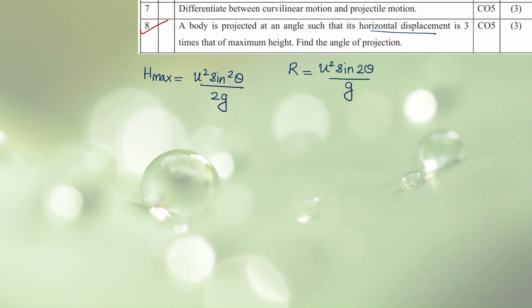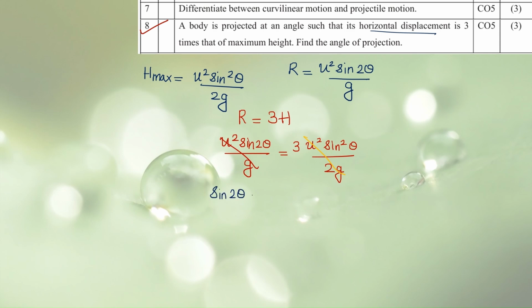Here in the question they have given that horizontal displacement is 3 times the maximum height. Horizontal displacement is our range, and range is 3 times the maximum height. So R is equal to 3h. R is u square sine 2 theta divided by g, that is equal to 3 times h, that is equal to 3 times u square sine square theta divided by 2g. Okay, here on both sides u square by g is common, so we can cancel the u square by g and we will get sine 2 theta.